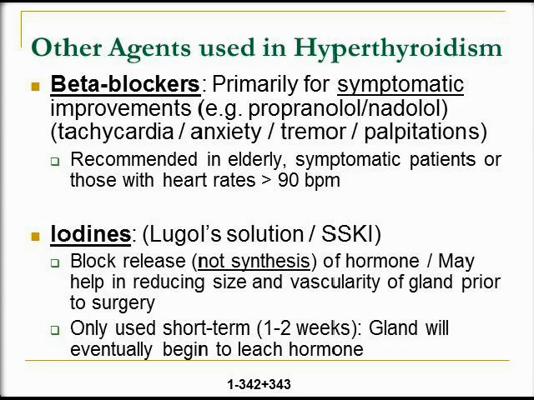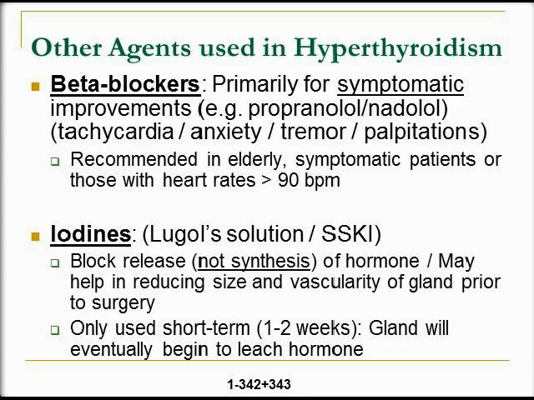The most studied and commonly used ones are nadolol and propranolol. Again, for symptomatic improvement, all that tachycardia, the anxiousness, tremor that some patients may experience, they're good for that, but they're not good for actually overall treatment of the disorder, because they're not going to do that much for the thyroid hormones themselves. New recommendations are to recommend beta blockers in elderly patients, symptomatic patients, or those with heart rates greater than 90. Those are the new updated recommendations within the last year or two.